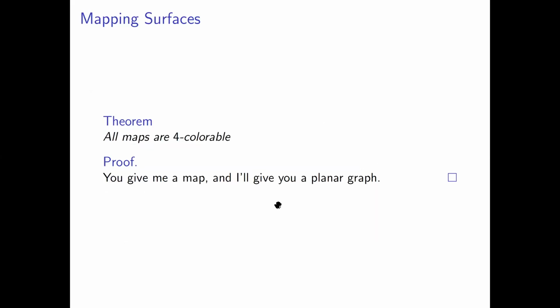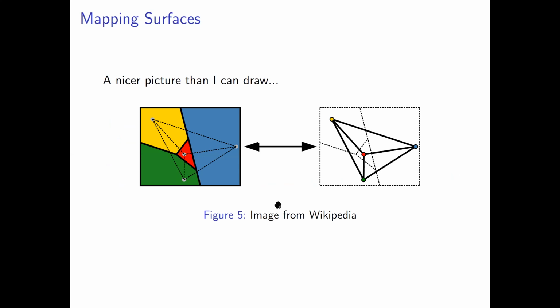So now I'm going to come back to my slides because I've demonstrated that proof. And I'm going to show you a really pretty picture of what I've just demonstrated, right? So this is a great one from Wikipedia, just sort of demonstrating how I would go from planar graph to map and vice versa, and how that coloring process would work. Okay, sounds great.